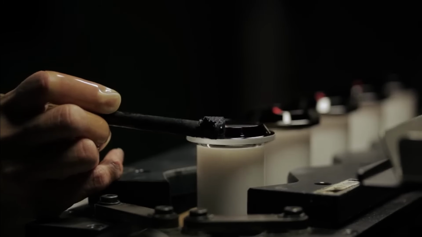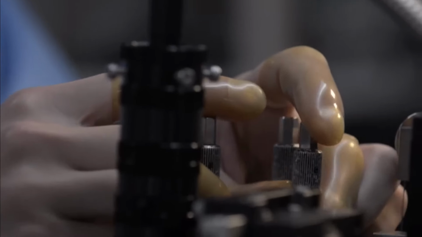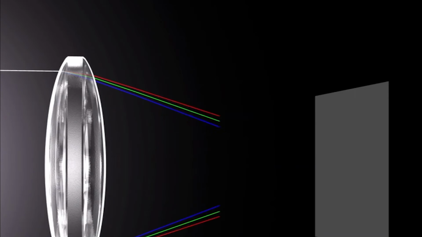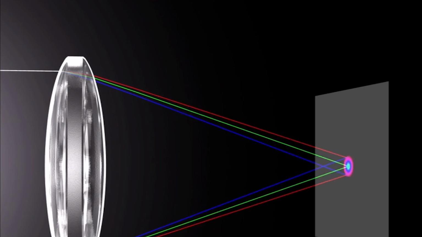Camera lenses are also treated with coatings for protection, anti-glare, and other applications. Chromatic aberration is a typical issue with camera lenses. It occurs when a lens fails to properly focus all colors on a single point.